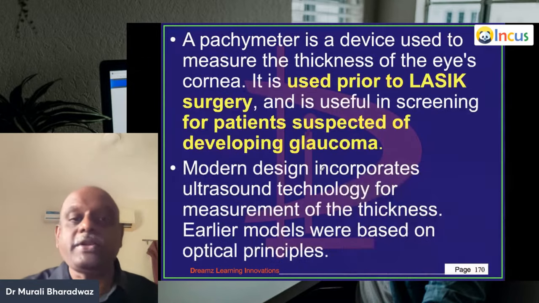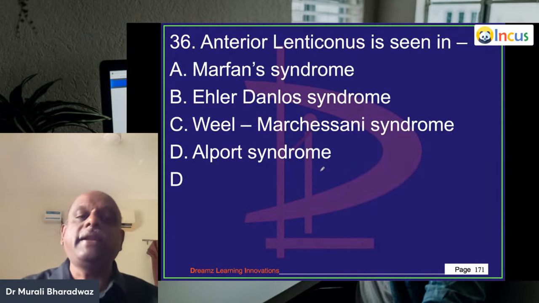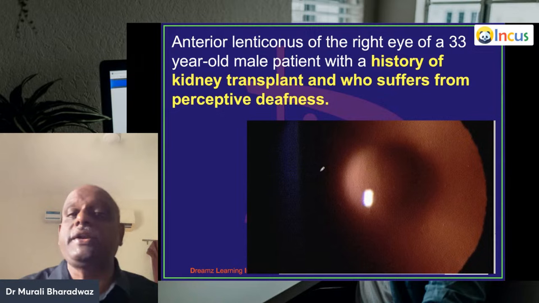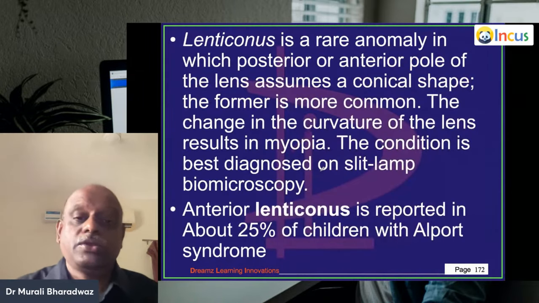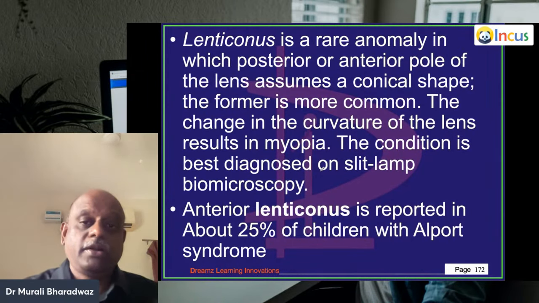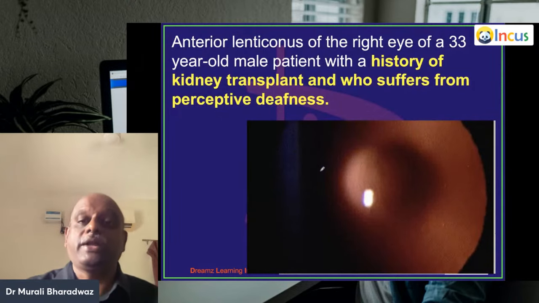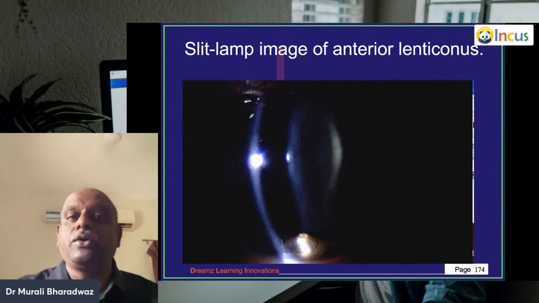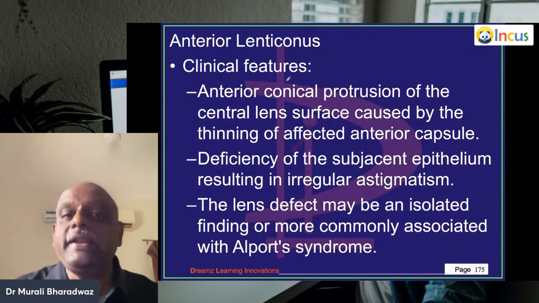Thickness of the cornea is measured by pachymetry. Anterior lenticonus is a feature of Alport syndrome. Typically in Alport syndrome, you can see anterior lenticonus, as in this slit lamp image of the anterior lenticonus.